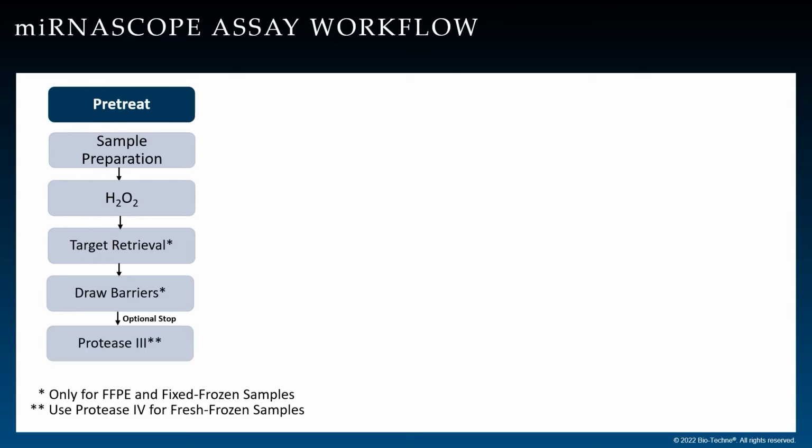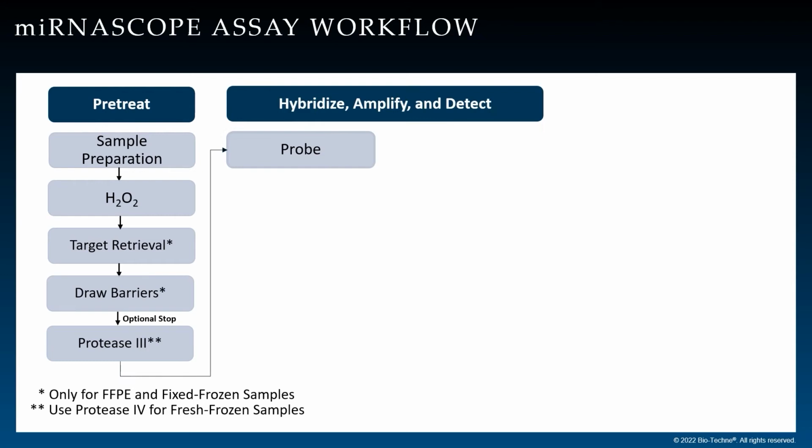The samples are then permeabilized with protease 3, or protease 4 in the case of fresh frozen samples. Incubation conditions for target retrieval and permeabilization are tissue and sample dependent, and I will discuss these conditions in a moment. Following protease treatment, proceed directly to probe hybridization. The probes are hybridized for 2 hours at 40 degrees Celsius in the HybEZ II oven.